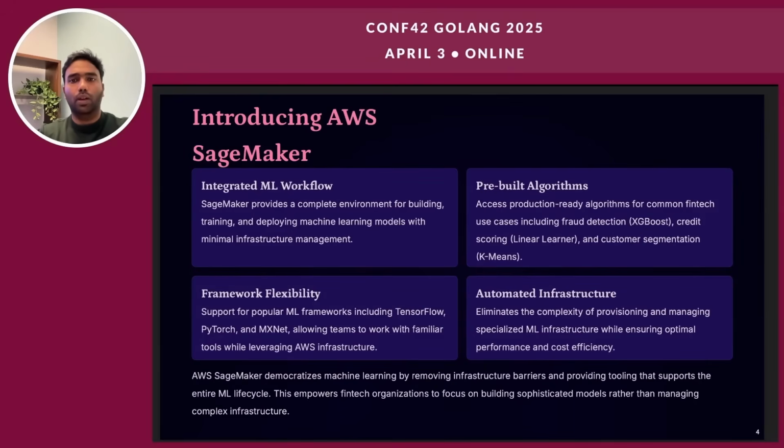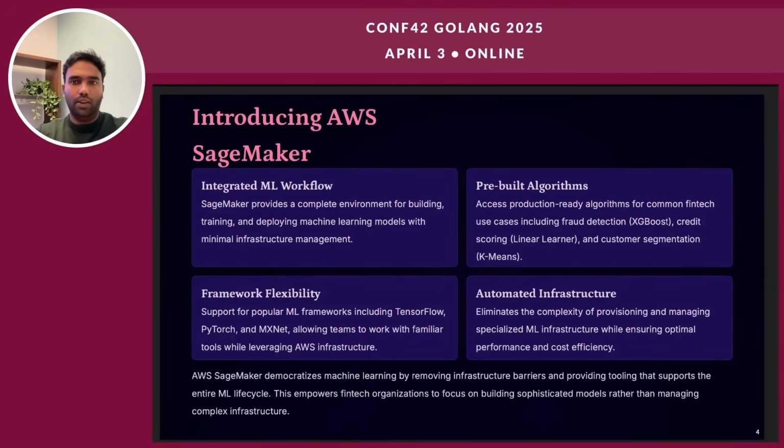Here is where we introduce AWS SageMaker. So let's see how it solves these problems. The integrated ML workflow it provides is an intuitive environment for building, training, and deploying machine learning models with minimal infrastructure management. It has pre-built algorithms. It gives access to production-ready algorithms for common Fintech use cases, including fraud detection, credit scoring, and customer segmentation. It also provides several state-of-the-art foundational models to build your own Gen AI solutions.